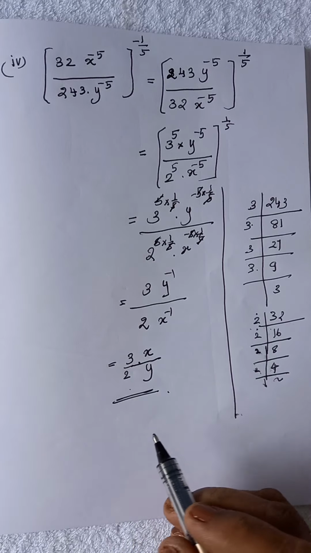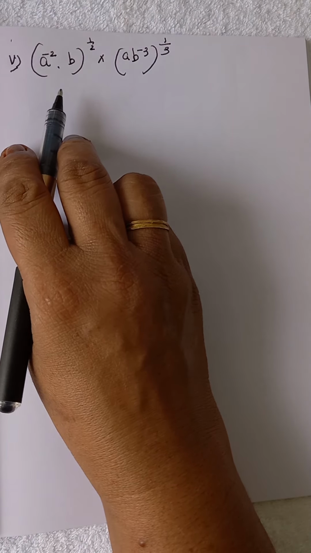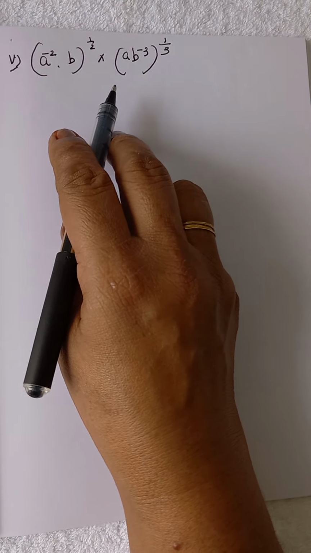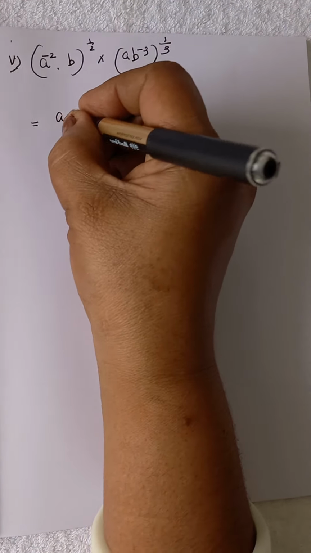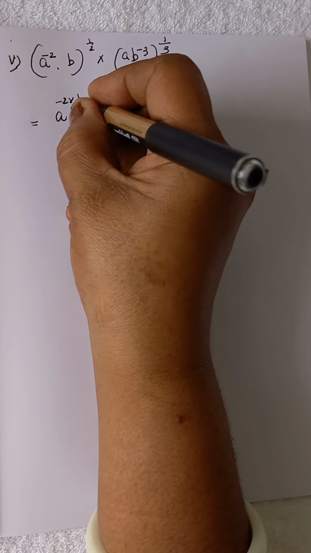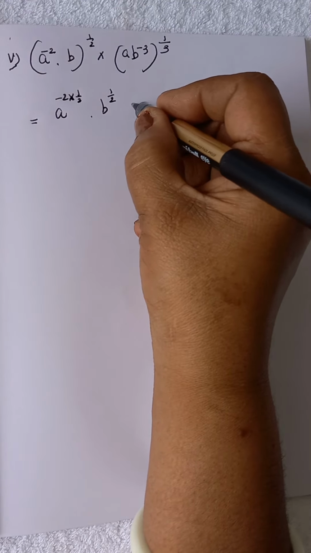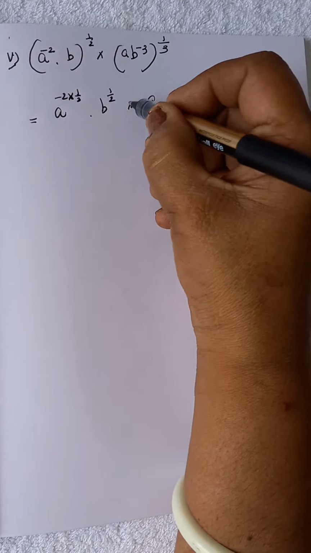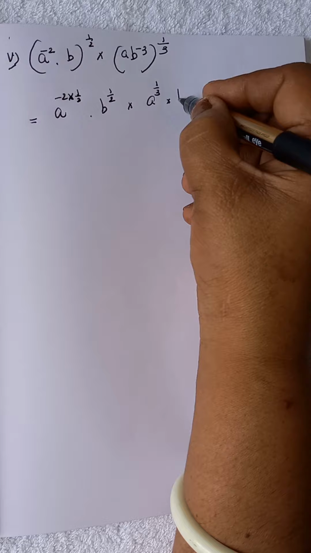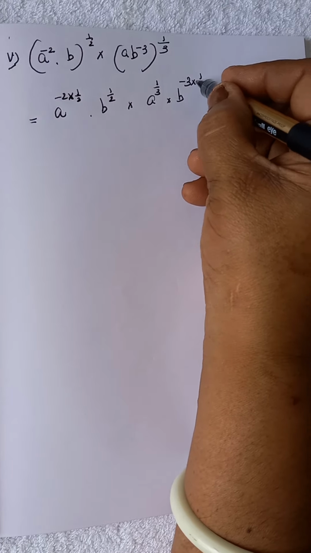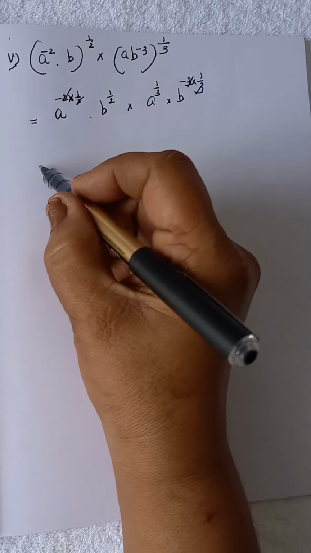That is the answer. Now the fifth sub-question is a raised to minus 2 into b whole raised to 1 by 2 into a b raised to minus 3 whole raised to 1 by 3. Now this can be written as a raised to minus 2 into 1 by 2 into b raised to 1 by 2. Then that into a raised to 1 by 3 into b raised to minus 3 into 1 by 3. We can cancel 2 and 2. Here 3 and 3.